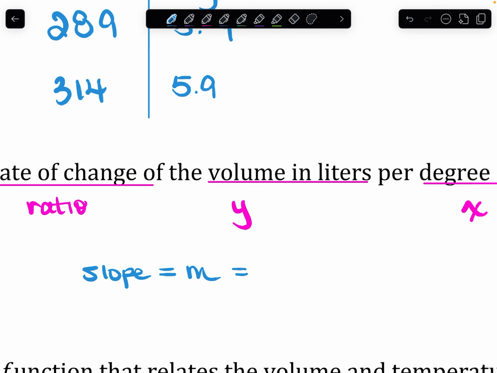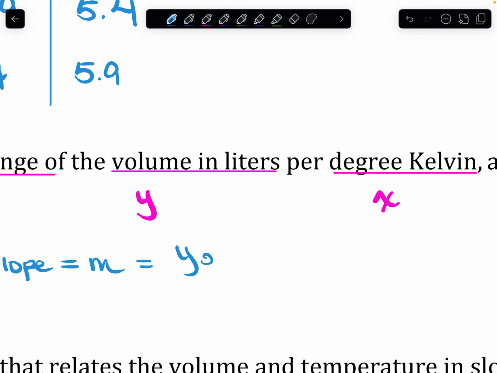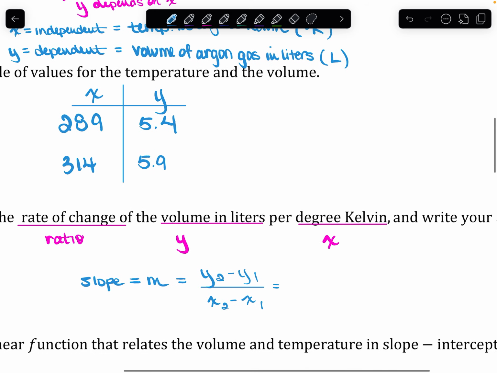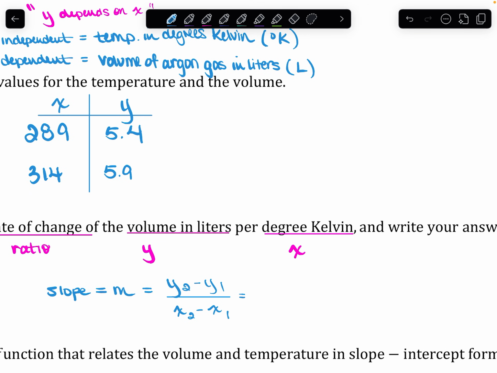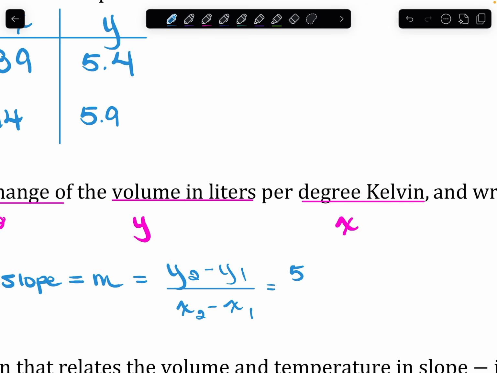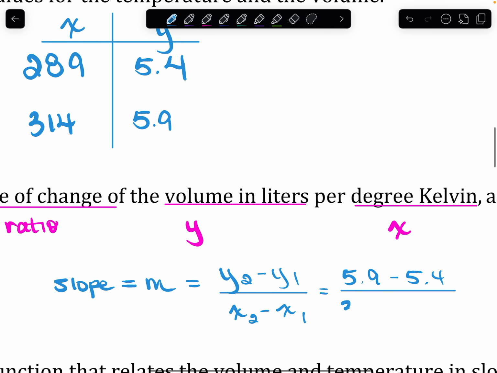All right, formula for slope, difference in your Y values, so Y2 minus Y1 over X2 minus X1. Change in Y over change in X. Rise over run. All right, it doesn't matter which set of points is which, because most of you would call the first point X1, Y1, and the second point X2, Y2. That is what I'm going to do as well. So my Y2 would be 5.9 minus Y1, 5.4, over X2, 314 minus X1, 289. Do a little fancy algebra in our calculator.